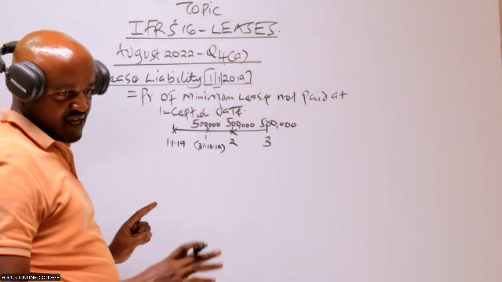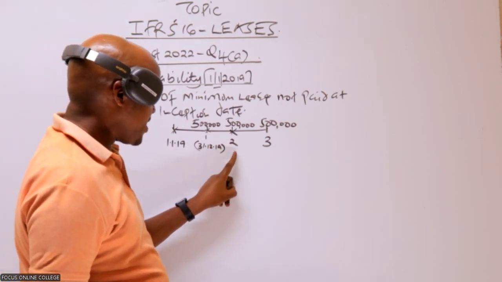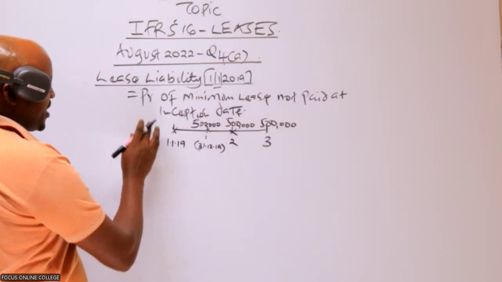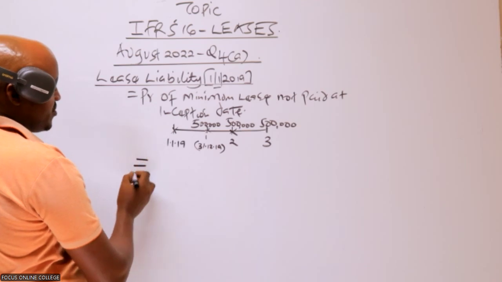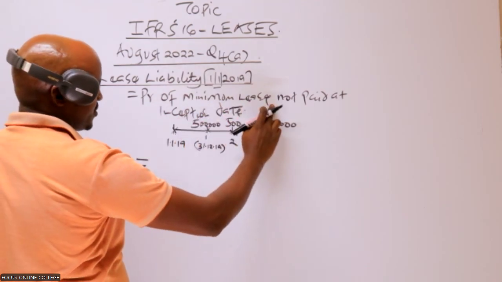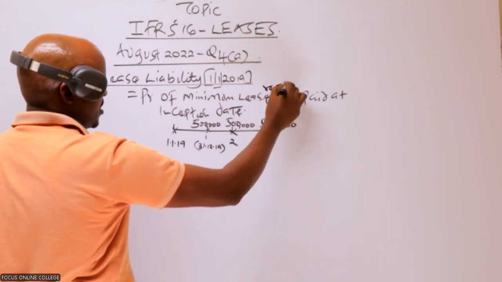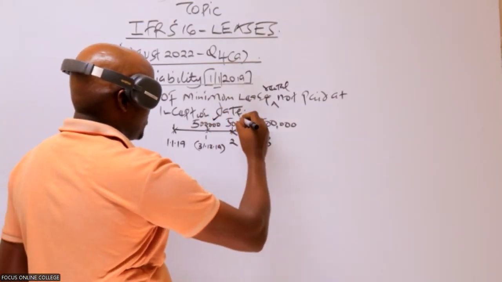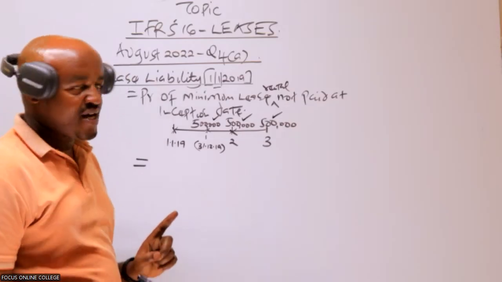Year 3. That is how the minimum rentals will be paid: at the end of year 1, at the end of year 2, at the end of year 3. Having such, we can proceed and determine the lease liability. This will be equal to the present value of these minimum lease rentals which were not paid at the inception date.